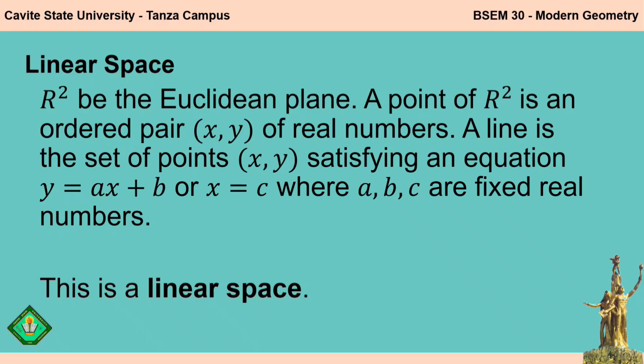Is this a linear space? Yes, it is a linear space because every point can be described using (x, y) and every line is well defined by equations like y = ax + b or x = c. And importantly, any 2 points lie on exactly one line, which matches the rule of a linear space.